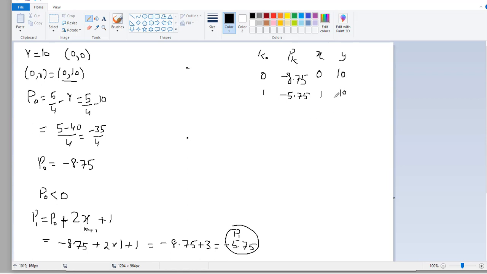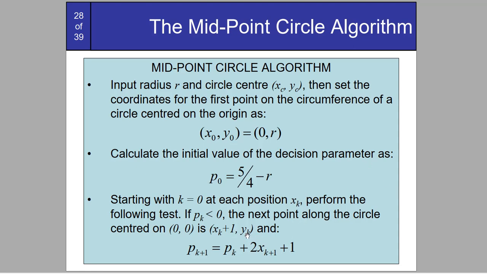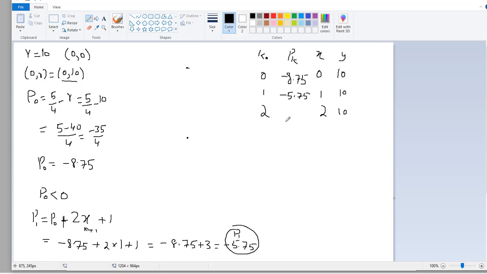So here it is 10. Let's try one more time. For k is equal to 2, what I will do, I will consider this. This is less than 0. So if P1 is less than 0, I will again use the same equation. First, I will not change the y. So the point will be 2 and 10. Here we don't change the y, we only change the x because it is less than 0. But we will find the new point. What is the new point?